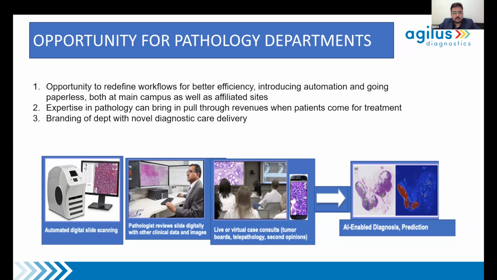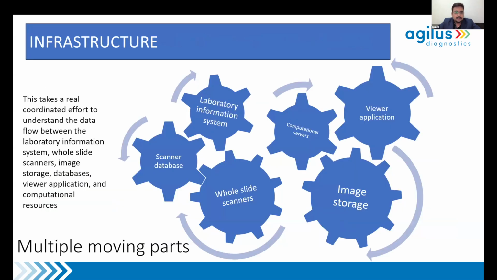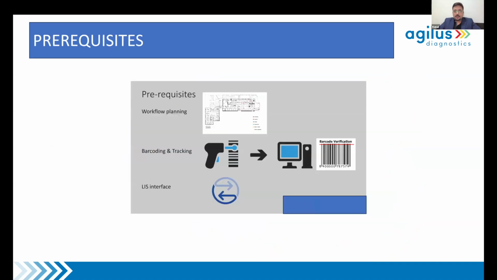This just shows you a workflow in a regular digital laboratory. You have the automated digital slide scanning. Then the pathologist reviews these slides digitally with other clinical data and images. Live or virtual case consults happen in a tumor board, telepathology, or second opinion format. And you can have AI-enabled diagnosis, which help in predictive analysis even in areas like companion diagnostics. Now, a lot of infrastructure is needed, and you need multiple moving parts from scanner database, whole slide scanners, image storage, viewer application, computational servers, laboratory information system, and you need all of this in a very coordinated fashion. So that is when a digital laboratory becomes a reality.